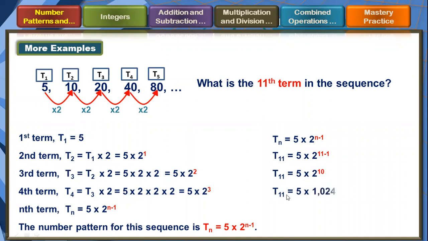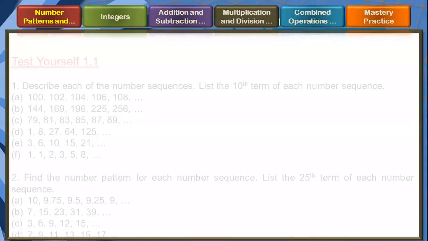So here T sub 11 equals 5 times 2 raised to 10, and 2 raised to 10 is 1024. So when we multiply them, the answer is 5,120. So the 11th term in the sequence is 5,120. So we're done with that.